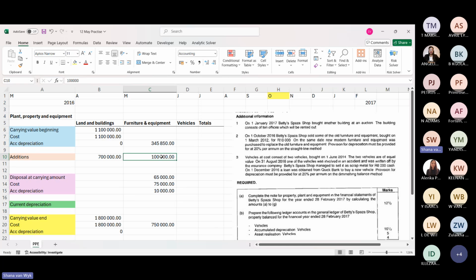Okay, there we go, new furniture, but we need to calculate the new furniture. Shana, have you started with the example already? Are you just typing what is there? No, we're busy with number 2, the additional information. Yes, number 2. Oh, you started. Yep. Oh, okay.